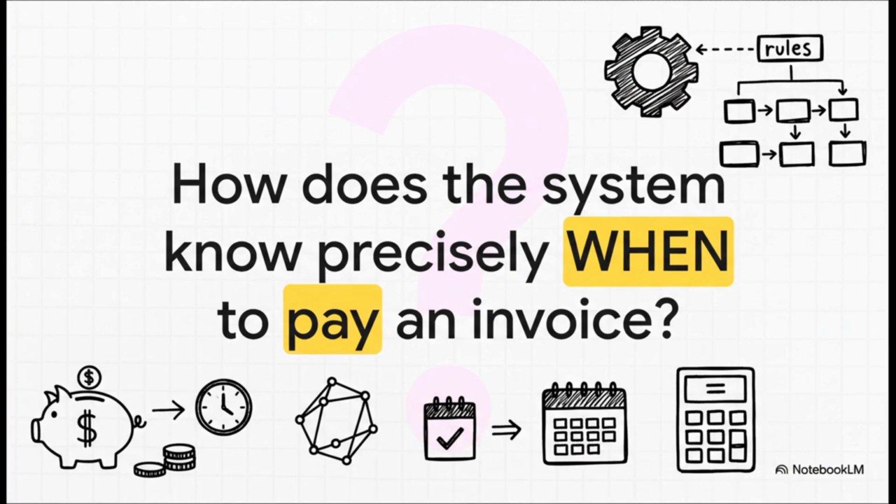So, how in the world does a system nail this down so precisely? Well, it's not by having someone just type a date into a box, because that's where mistakes happen, right? Instead, it uses this really smart, layered set of rules to figure out the perfect payment date. It's all about precision, not guesswork.